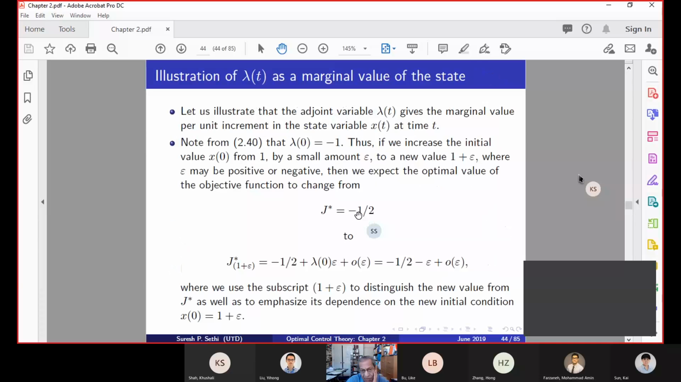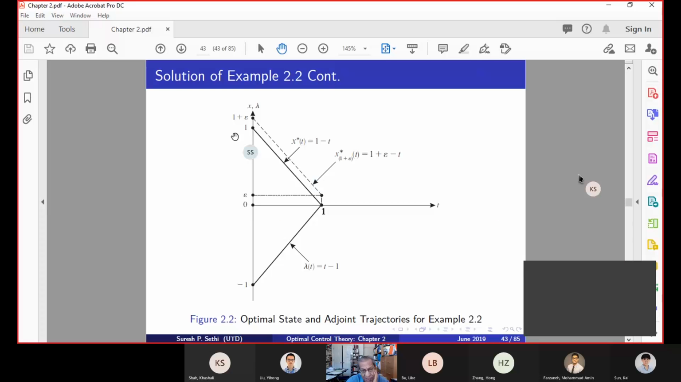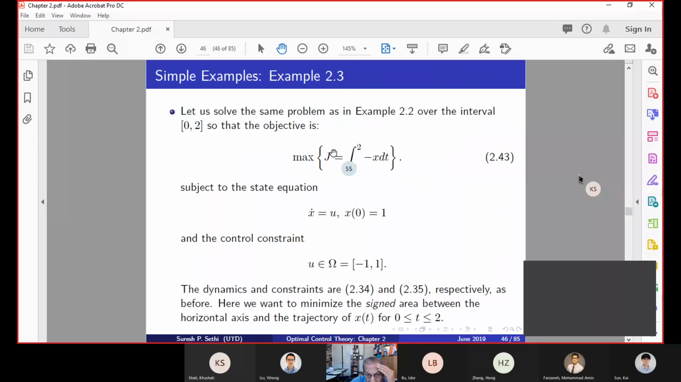Here, it will work also for minus epsilon if you go below, but sometimes you may have to do different calculations for positive changes and negative changes. You may have to do different calculations, but it doesn't matter. The mathematics goes through. Okay, let's look at another example.